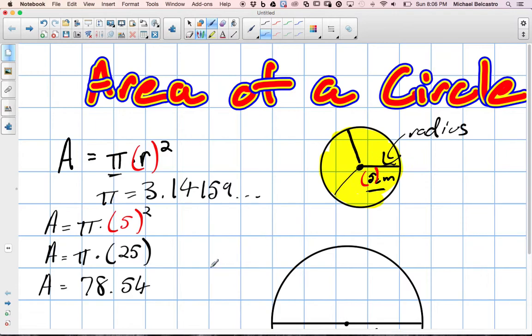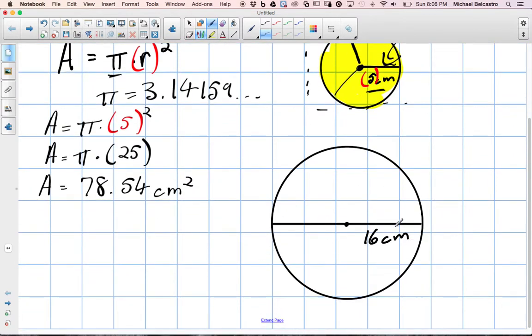And this measurement, the radius, is a one-dimensional measurement. It's a distance, in centimeters. Area is 2-dimensional. Essentially, you think of it like having height and width to it. So that's why we put it to the power of 2. Okay. So let's take a look at our second circle.